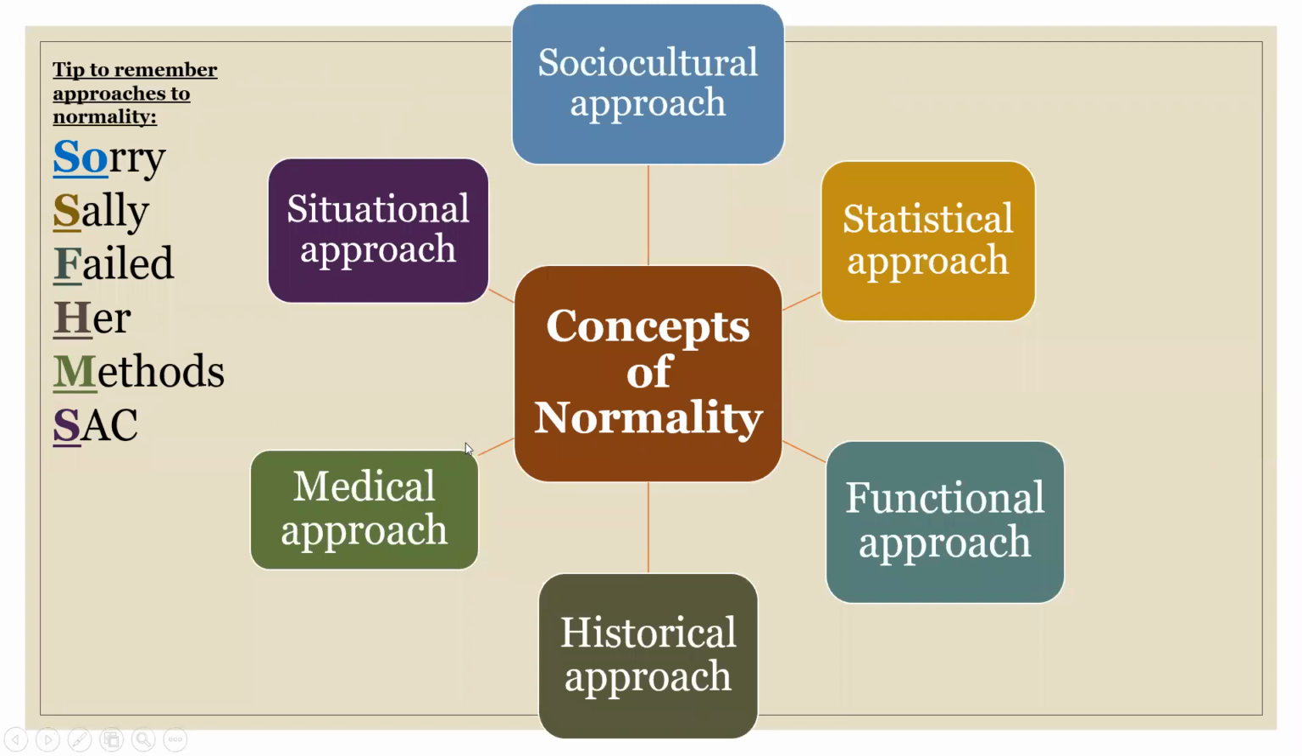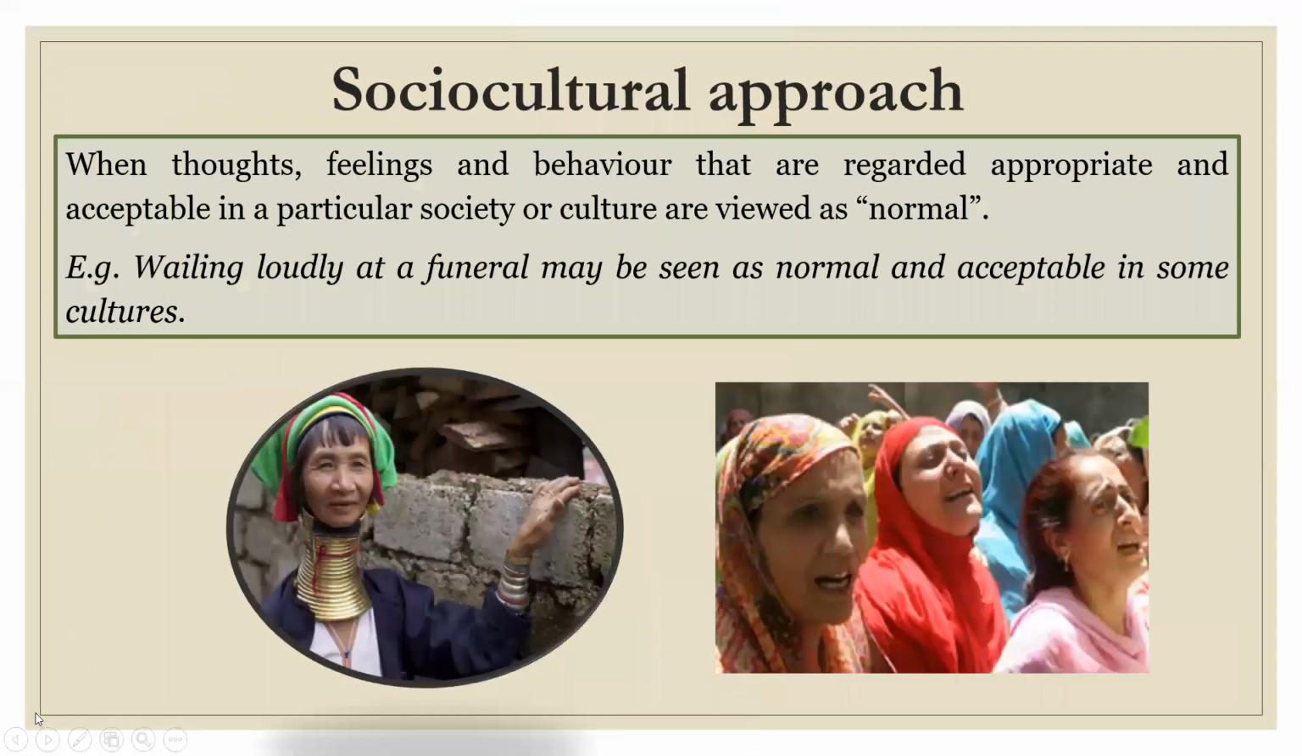So when we're talking about the approaches or concepts relating to the ways in which we can view normality, or view what is normal and what is abnormal, we can use a memory tip called "Sorry, Sally failed her method SAC." Okay, so these are just the first letters of each of the names of the approaches. The first one is sociocultural. So the SO in sorry reflects the SO in sociocultural. So sociocultural approach, statistical approach, failed, the F is for functional approach. Her is H, so historical approach, medical approach, and the S in SAC is again situational approach. So these are the 6 different approaches that we can use to understand or define normality, or what is normal. So let's go through them now.